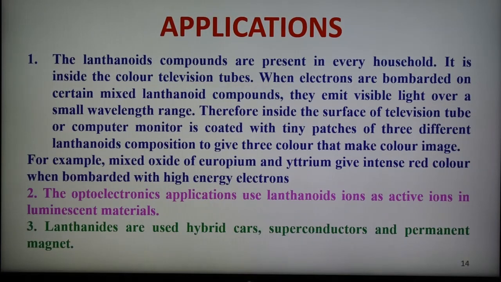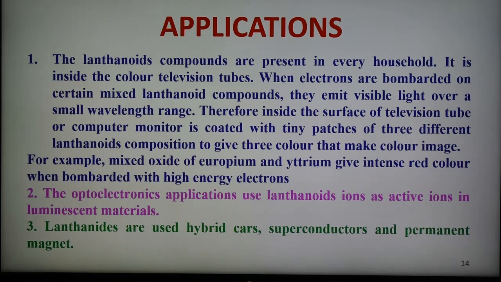Now the last part of this series is the applications. These lanthanide elements are very useful, and some applications are given here. The lanthanide compounds are present in everyday household items, such as the color of the television tube. When electrons are bombarded on certain mixed lanthanide compounds, they emit visible light over a small wavelength range. Therefore the inside surface of a television tube or computer monitor is coated with tiny patches of 3 different lanthanide compositions to give the 3 colors that make a color image.